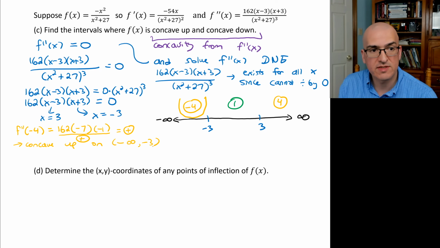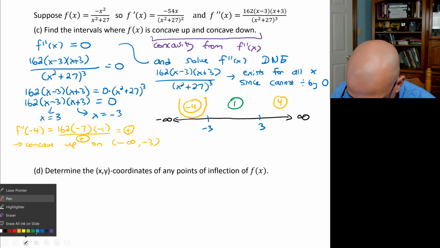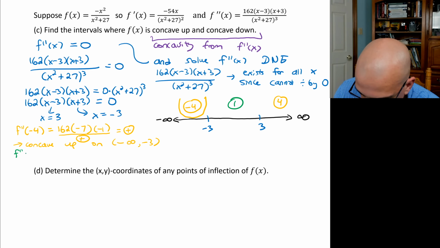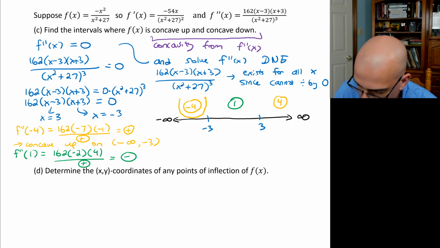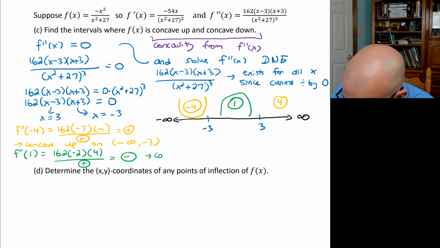All right, now we do the next test region. Second derivative evaluated at 1. So I'll have 162 times 1 minus 3, so -2, and 1 plus 3, +4, divided by something positive, which is negative overall. That means concave down, on the interval from -3 to +3.